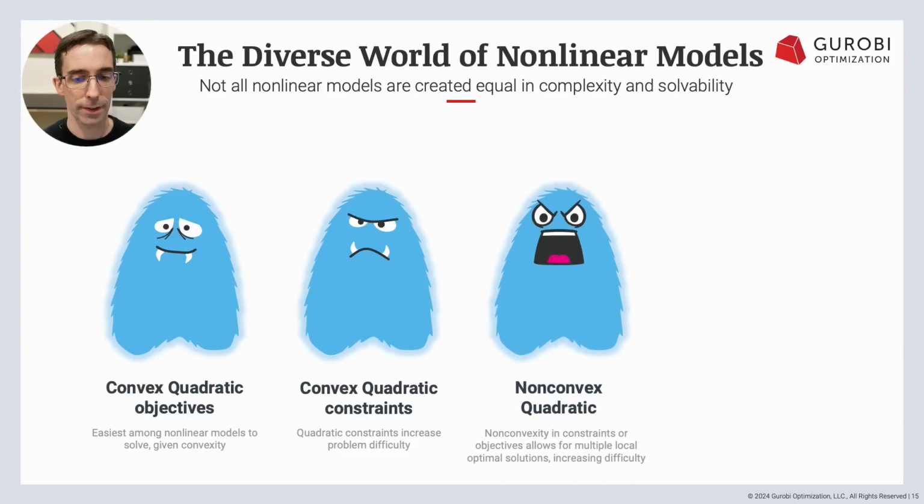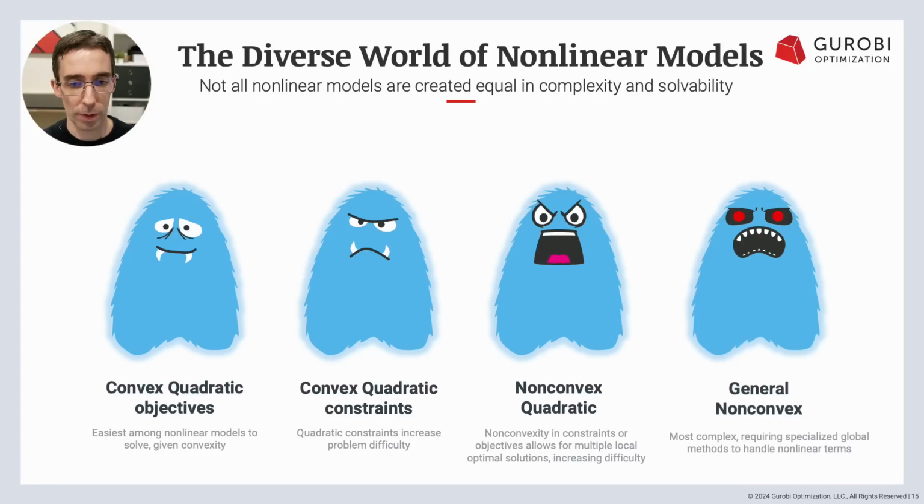Next, we have non-convex quadratic. This is where our objective function and our constraints still are quadratic, but have some non-convexity. And this becomes a bit harder and necessitates some challenging search algorithms. And then finally, the fourth category is basically anything goes, general non-convex. This is our most complex type of model. Here we can include all kinds of different nonlinearities like sines and exponents and things like that. And we have to rely on some more involved algorithms to find the global optimal among those constraints.